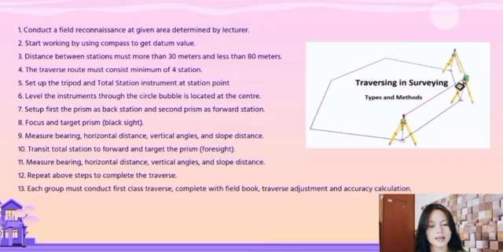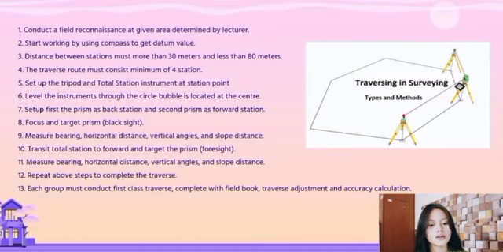Number 10, transit the total station to forward and target the prism foresight. Number 11, measure bearing, horizontal distance, vertical angles, and slope distance. Number 12, repeat the above steps to complete the traverse.